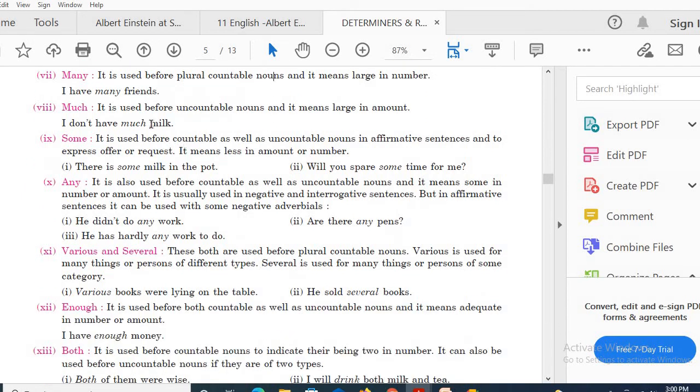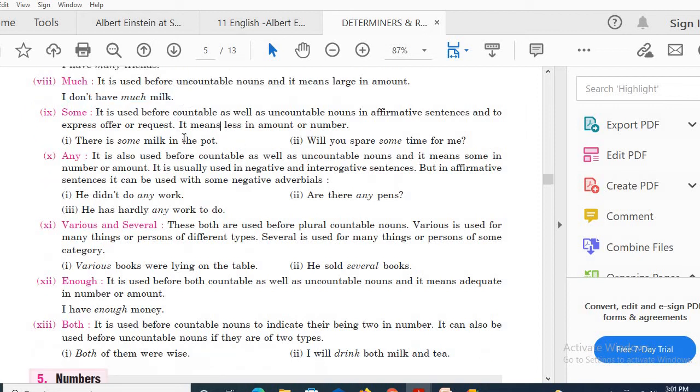Now if I say much, much means large in amount. I don't have much milk in the container. That can be an example. If I say some, it means less in amount or number. And remember, it is used in case of countable as well as uncountable nouns. So before knowing about determiners, if you know about nouns, it becomes easy.